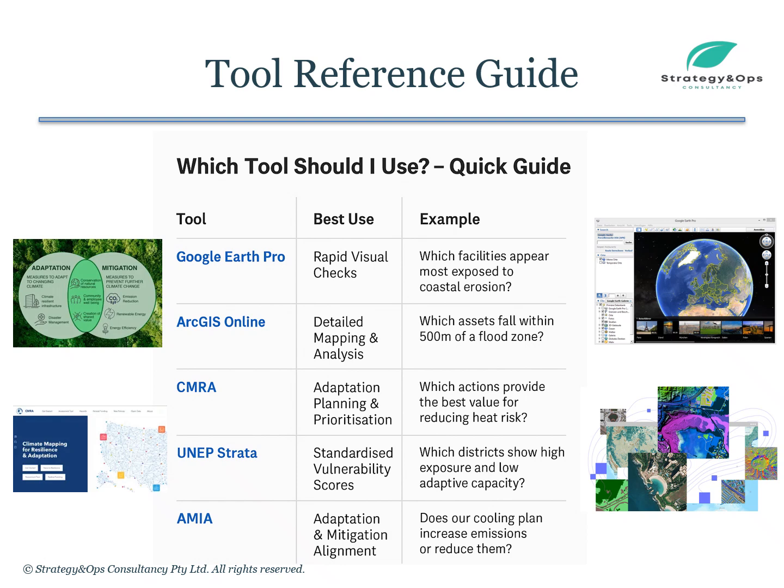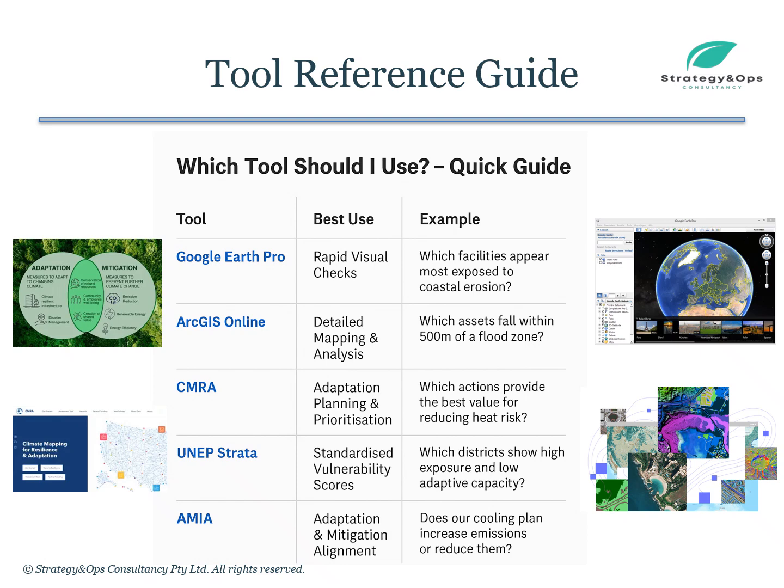CMRA is the go-to tool once you shift from understanding risk to planning adaptation. It helps quantify resilience gaps, compare interventions, and rank adaptation options under different climate scenarios. UNEP Strata is ideal when you need a standardized vulnerability baseline. It combines hazard, exposure, and socioeconomic indicators into ready-to-use vulnerability scores, which are especially helpful for regional and national planning.